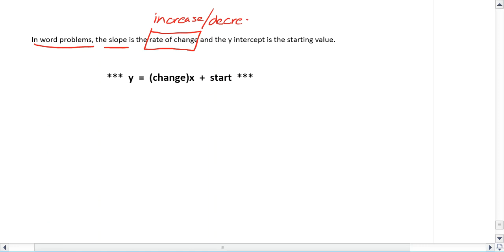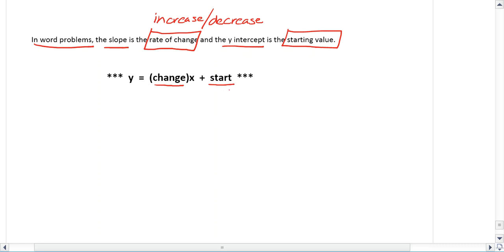And the other thing we need to identify in our reading of the word problems is what is the y-intercept? This is what is referred to as the start, or the starting value. So please write this down. Instead of mx plus b, for the m, I'm going to have you write in the word change. And for the b, the y-intercept, we're going to refer to that as the start.